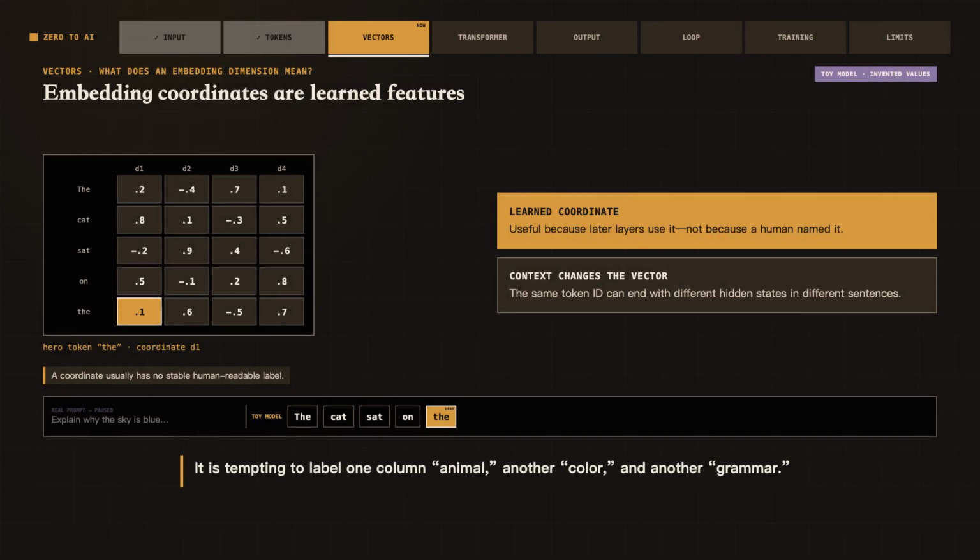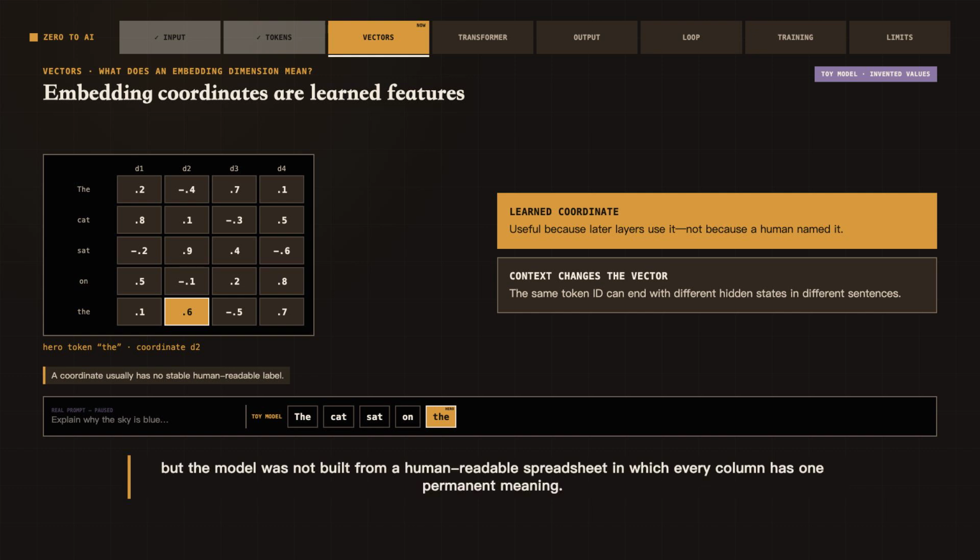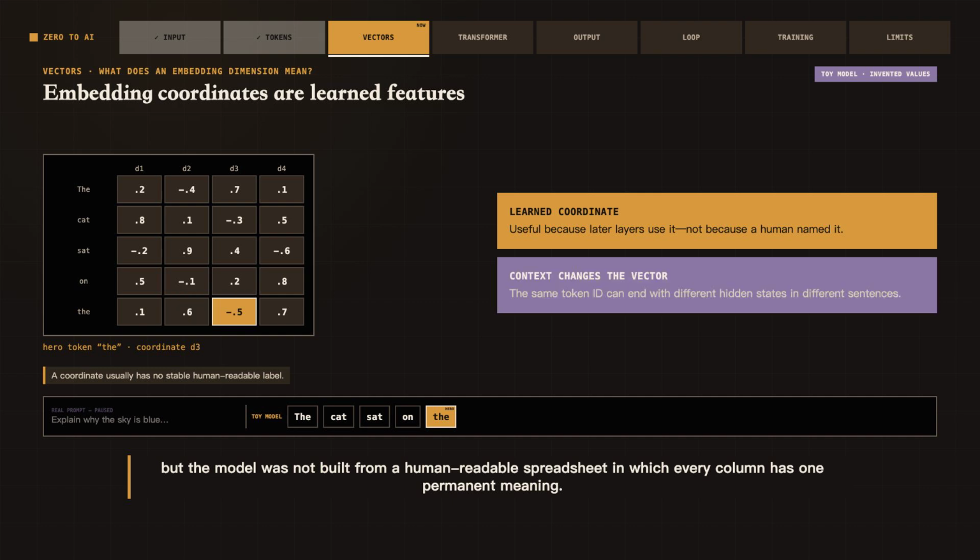It is tempting to label one column animal, another color, and another grammar. That is usually misleading. The dimensions are learned together with the rest of the network. Useful information is distributed across many coordinates and combinations of coordinates. A direction or subspace can correlate with a feature, but the model was not built from a human-readable spreadsheet in which every column has one permanent meaning.